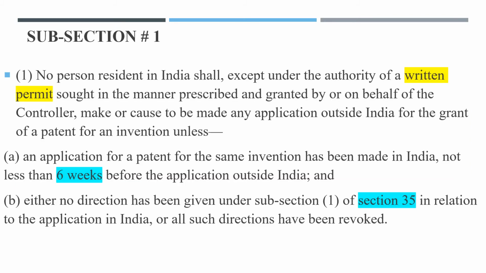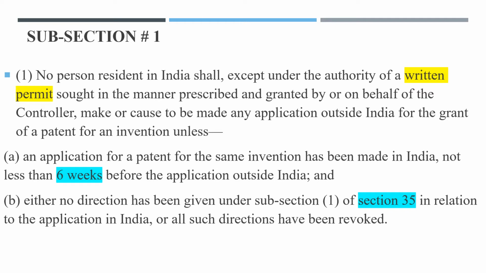Let us proceed. Subsection 1 says: No person resident in India shall, except under the authority of a written permit sought in the manner prescribed and granted by or on behalf of the controller, make or cause to be made any application outside India for the grant of a patent for an invention unless clause A, an application for a patent for the same invention has been made in India not less than 6 weeks before the application outside India, and clause B, either no direction has been given under subsection 1 of section 35 in relation to the application in India, or all such directions have been revoked.